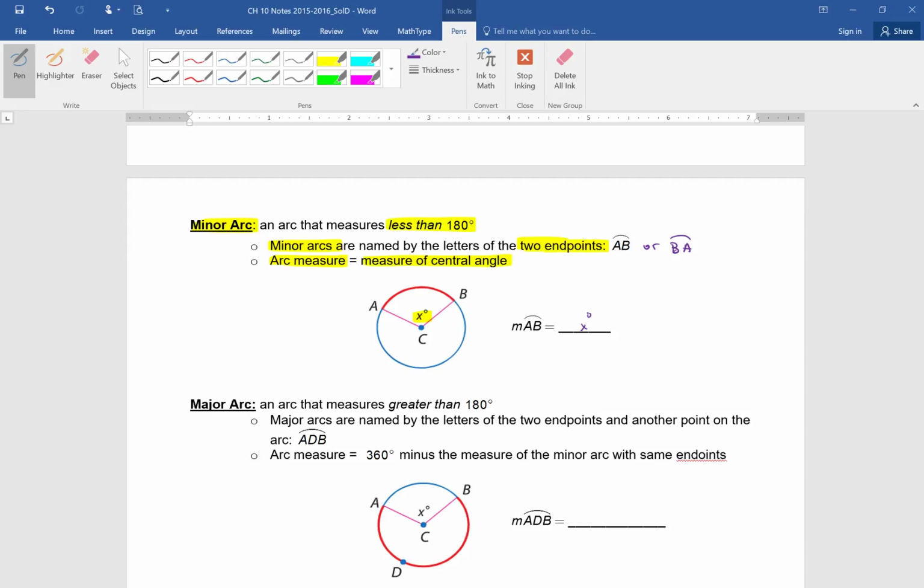A major arc is an arc that measures greater than 180 degrees. Meaning, it's obviously much bigger than a minor arc. How do we differentiate between the two? Major arcs are named using 3 letters, exactly 3 letters, not more, not less. Which 3 letters? Well, it's the 2 endpoints and another point on the arc. So for example, for this one, it's arc ADB. Or you could call it arc what? BDA.